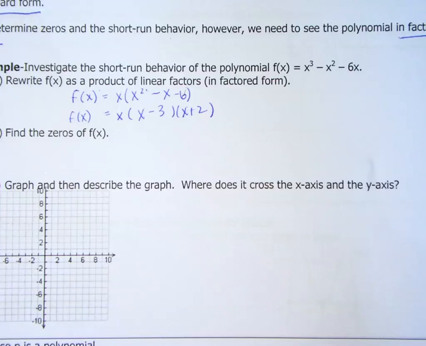All right, so part A is writing it in factored form. We have that complete. Part B is to find the zeros of f of x. This is just like finding the zeros for quadratics, which is a type of polynomial. We set each factor equal to 0 and solve if need be. So right away we get a zero of 0. The second factor gives us a zero of 3, and the third factor gives us a zero of -2. Nothing new, right?